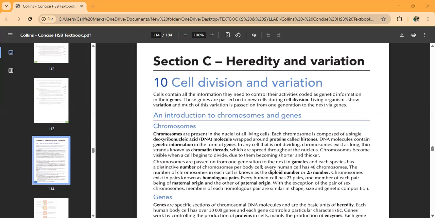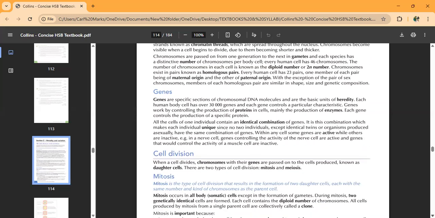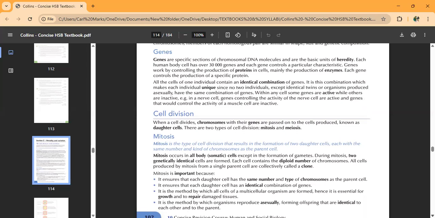So we're going to look at genes now. So a particular section of a chromosomal DNA molecule is called a gene, right? And it's responsible for passing down genetic information, right? So we got lots and lots of genes, right? Basically, they control the production of proteins in cell, the production of enzymes, and a whole other set of production of different proteins, right?